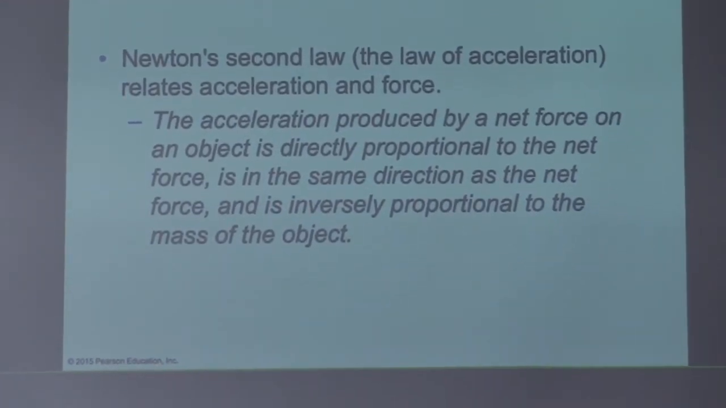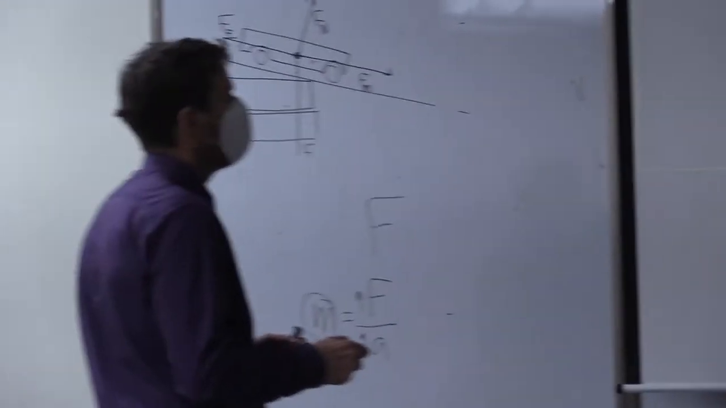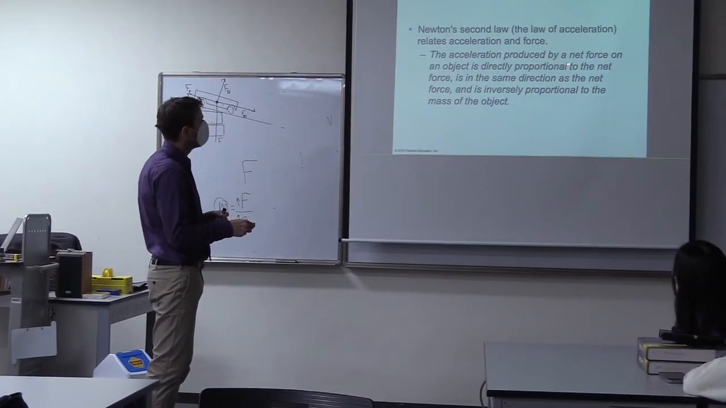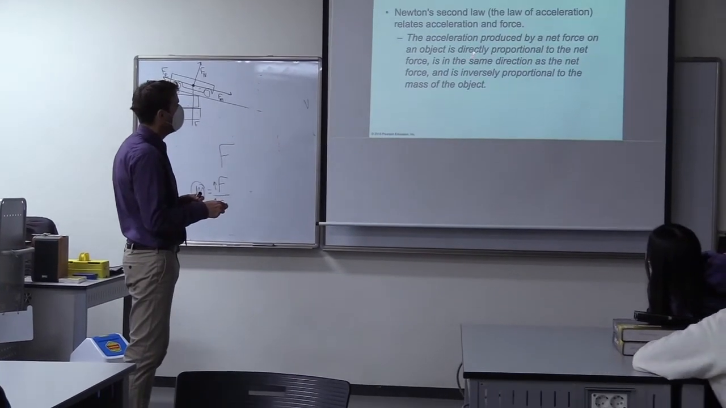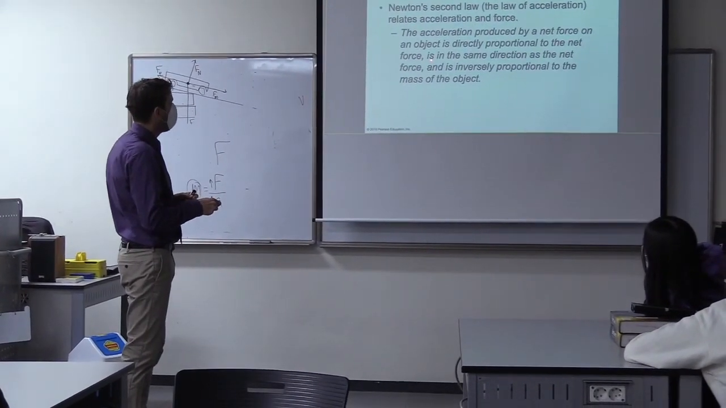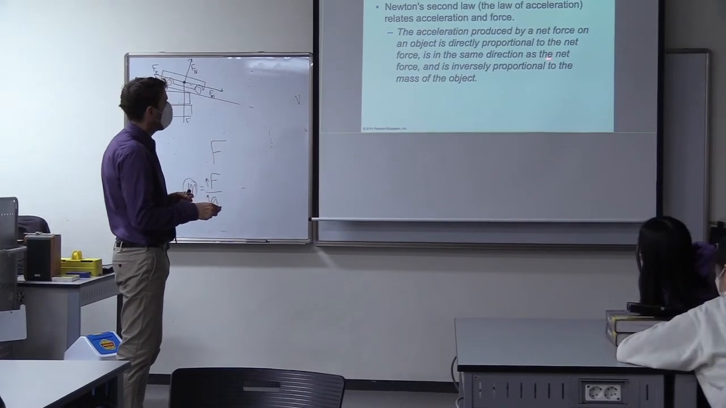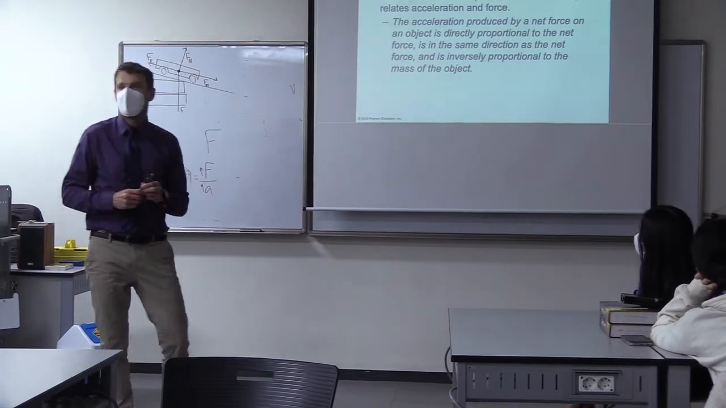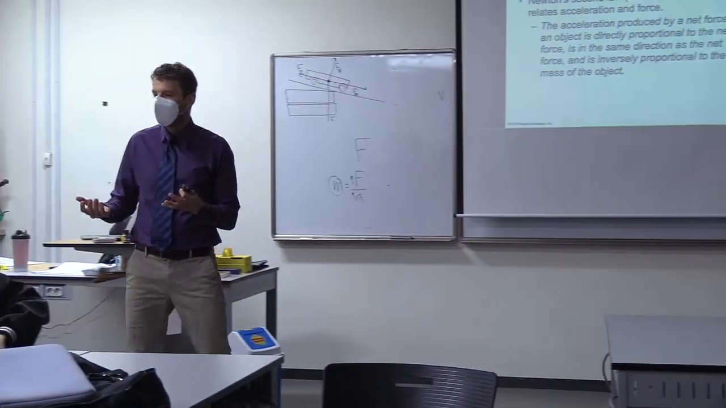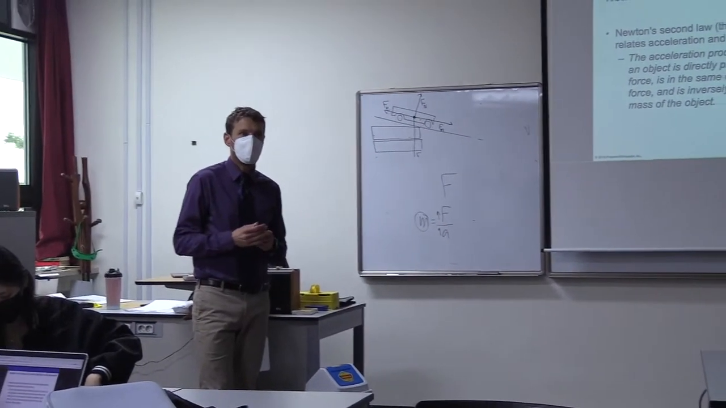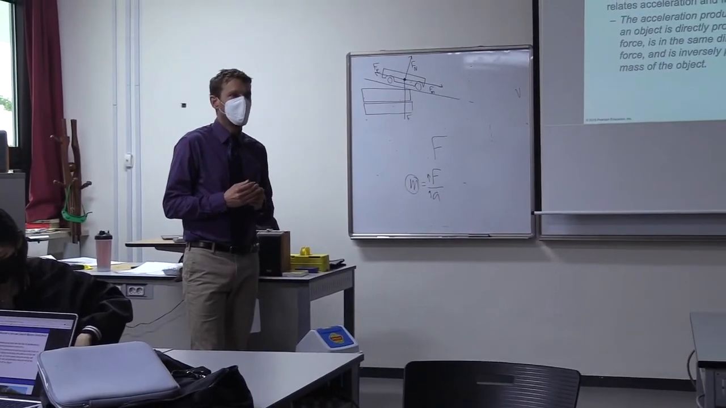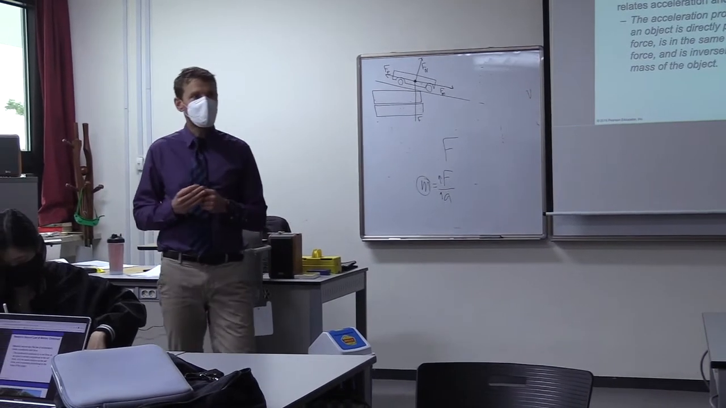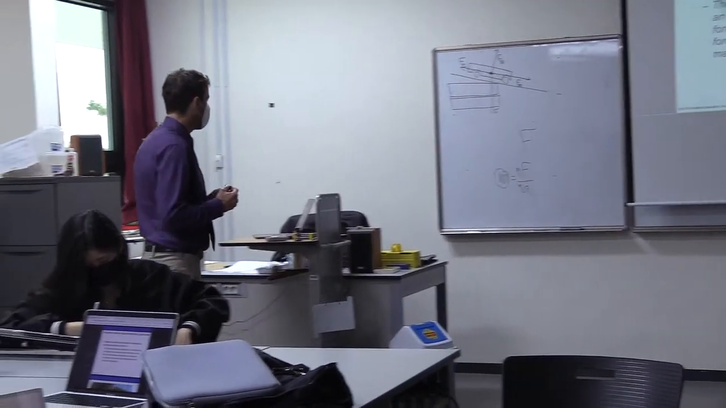And it states simply this, and again, this needs to be memorized by you because I might ask for the definition on a quiz. The acceleration produced by a net force on an object is directly proportional to the net force, and it is in the same direction as the net force, and is inversely proportional to the mass of the object. The heavier the object, the less acceleration. Okay? The lighter the object, the more acceleration with the same force. Okay?